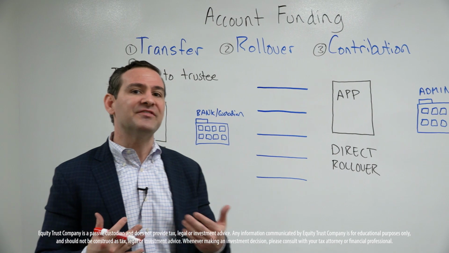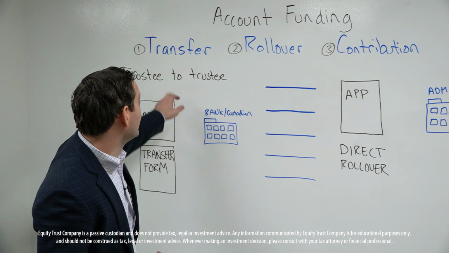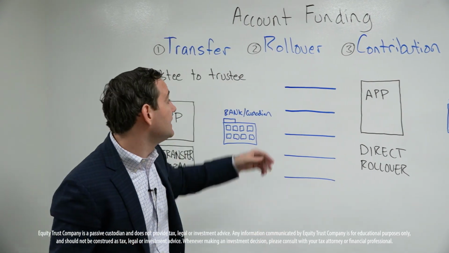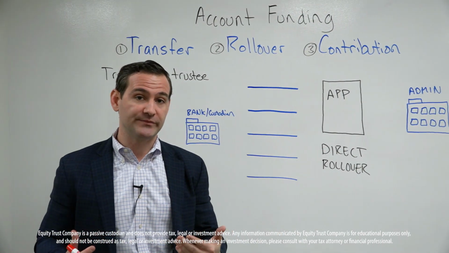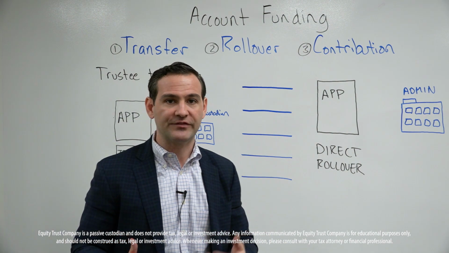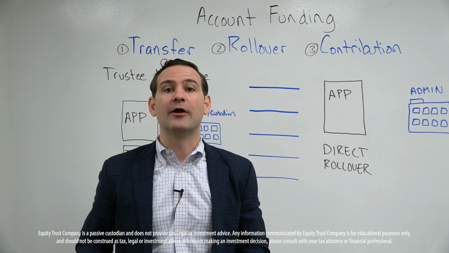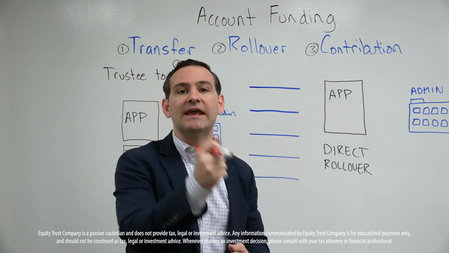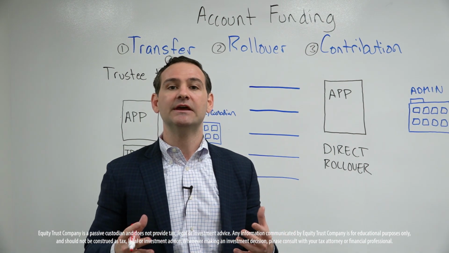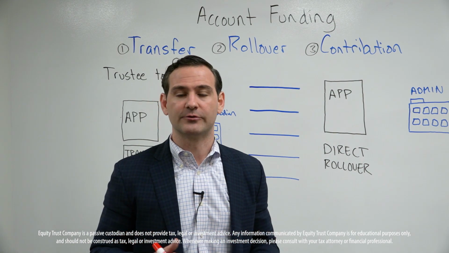So there are really three methods by which you could potentially fund a self-directed IRA or other investment account. The first is transferring from an existing IRA. The second is a rollover. And if you are eligible, you could roll funds over from an existing plan. We'll talk about what that looks like. And then last but not least, contribution. This would be if you were to take money out of pocket, so to speak, assuming you're eligible, and make a contribution. Of course, we always encourage you here at Equity Trust Company as a passive custodian to consult with your tax professional or other financial professional regarding these particular matters.